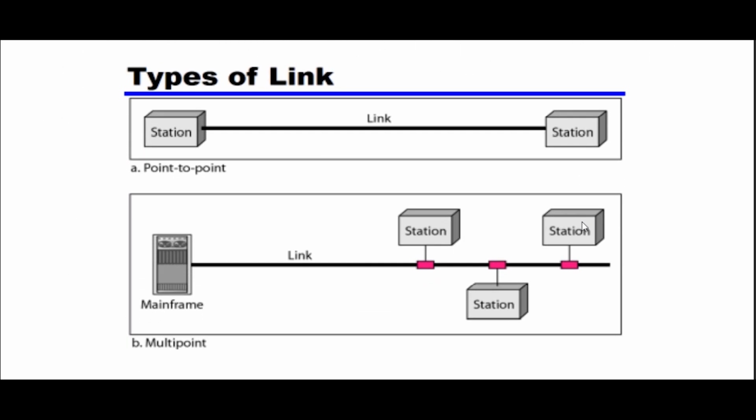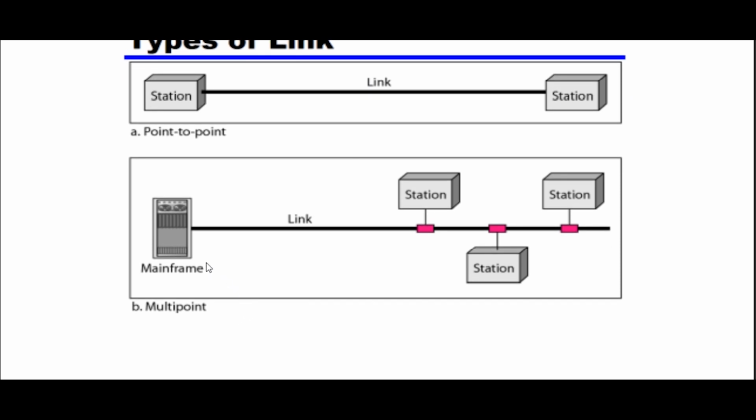Now, we must know about some types of link before beginning the proper course of data communication. The first link is point to point. That is, only a station to station connection is available, where one station is connected directly to another station. Next is multipoint. Like one mainframe is connected to multiple stations, and one station is connected to multiple other stations. That is a multipoint connection.